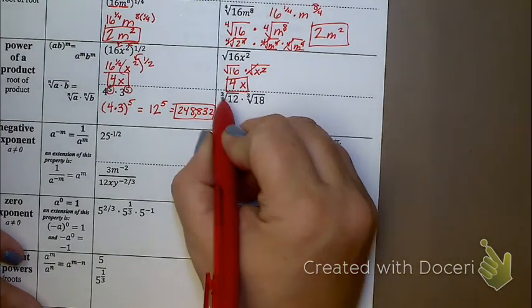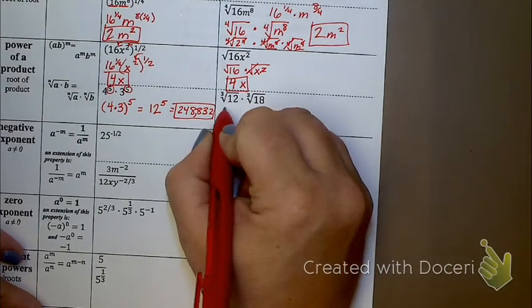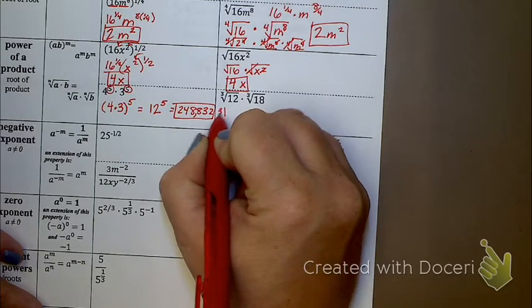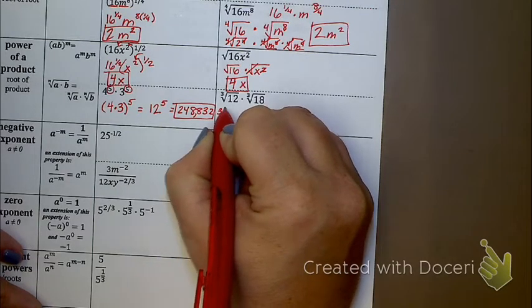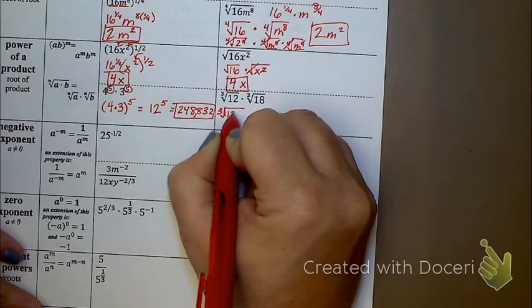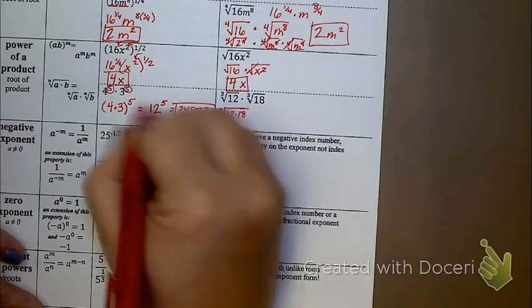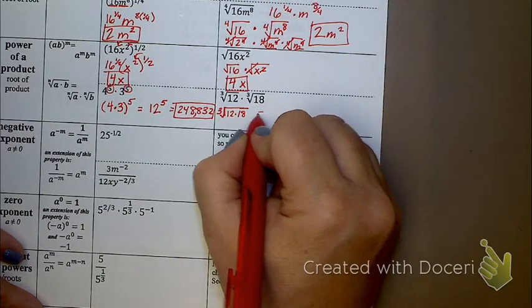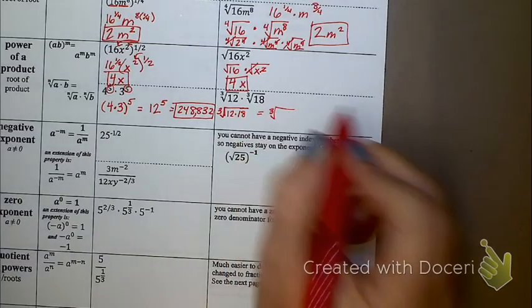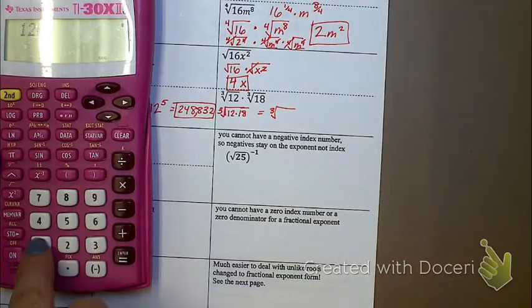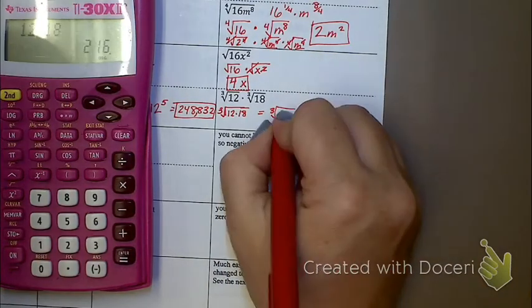Okay, this is very similar. 12 to the 1/3. I can call this the cube root of 12 times 18. It's a similar process to that. And 12 times 18 in my calculator is 216.